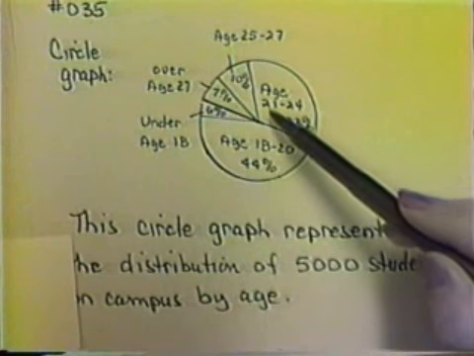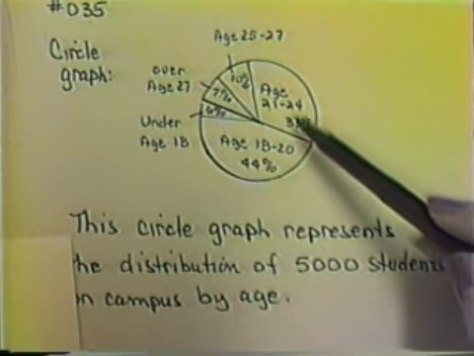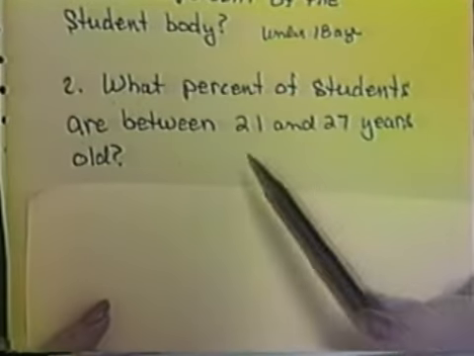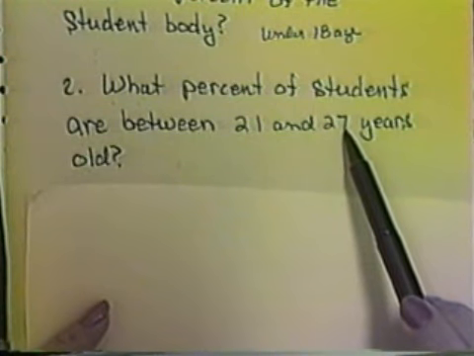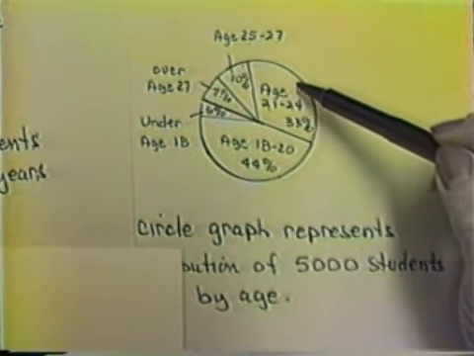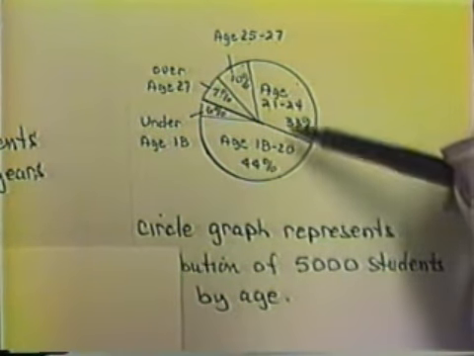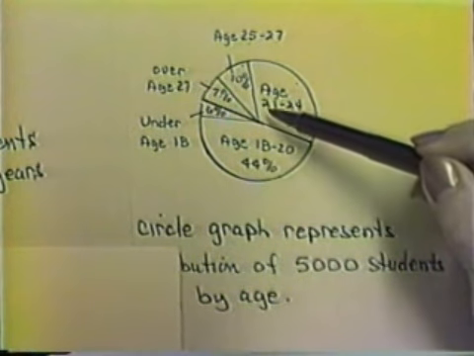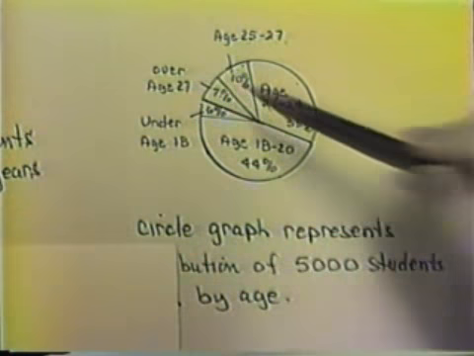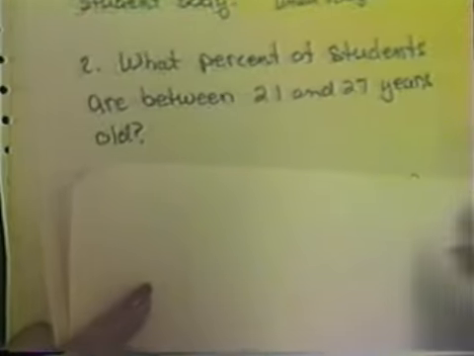So we actually have, this is 21 to 24, which is 33%. And this one's from 25 to 27, which is 10%. And we want between 21 and 27. So that represents this age group as well as this one. So we're going to have to do what with these two values? If we want the total amount between 21 and 27, we're going to have to do what with 33 and 10%? Okay, right, we're going to have to put them together, which means we want to add them.